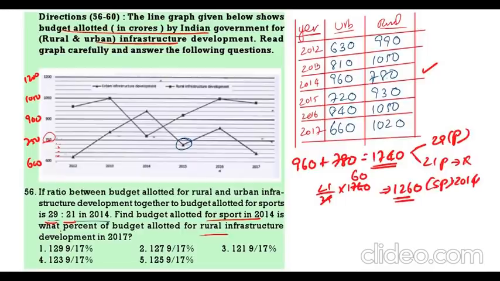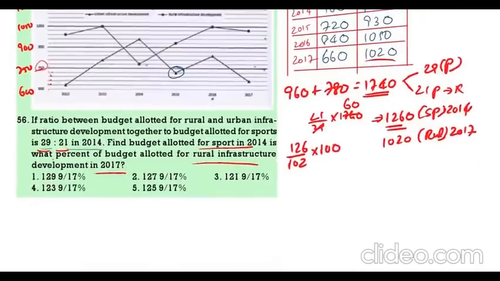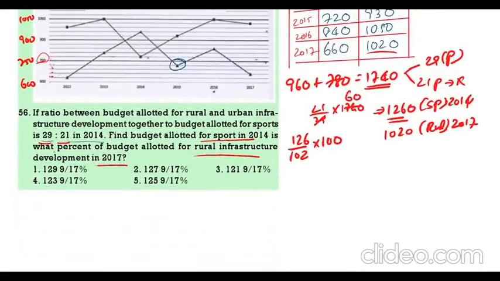Now rural infrastructure in 2017. 2017 rural 1020. Now what is the question? This is what percent of this? 126 by 102 into 100. Now you do the calculations. 126 by 102 into 100.